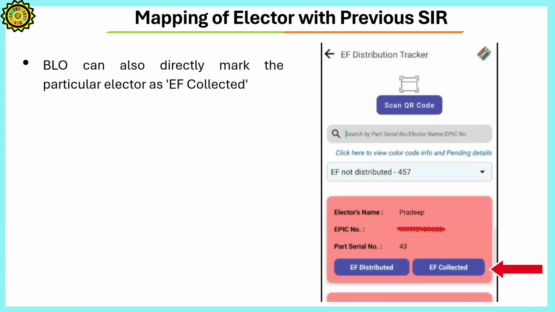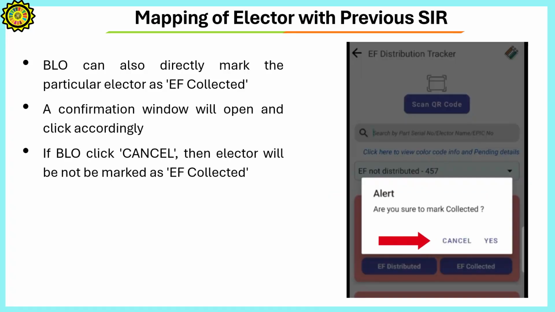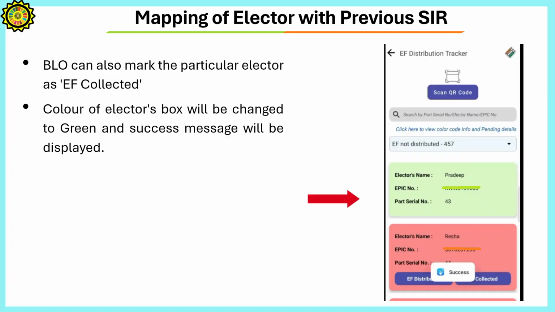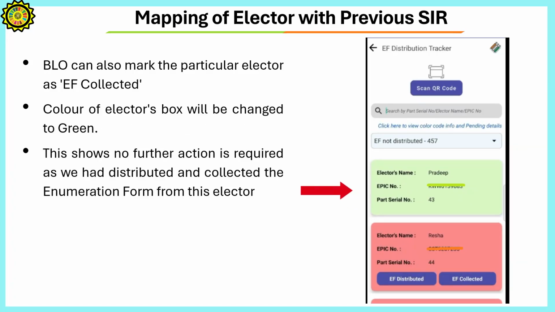BLO can also directly mark the particular elector as EF collected. A confirmation window will open and click accordingly. If a BLO clicks cancel, then elector will not be marked as EF collected. If BLO clicks yes, then elector will be marked as EF collected. Color of elector's box will be changed to green and success message will be displayed. This shows no further action is required as we have distributed and collected the enumeration form from this elector.